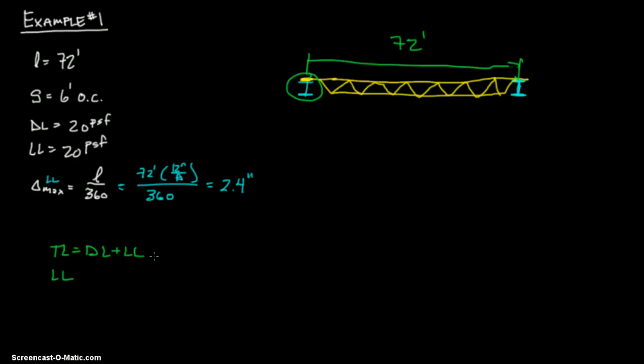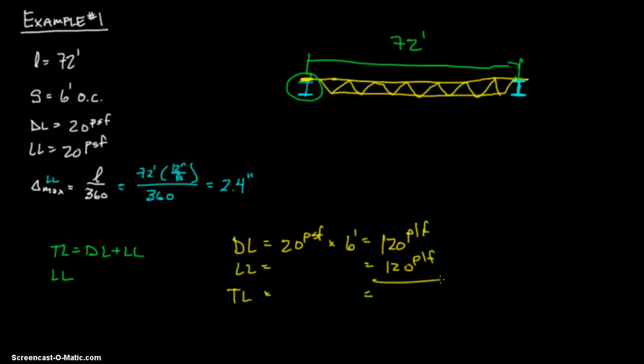Alright, so moving right along, let's go ahead and figure this out. DL equals 20 PSF times 6 foot. That gives us what? 120. I don't need the calculator. 120 PLF. Live load is going to be the same. And then our total load is going to be 240 PLF.